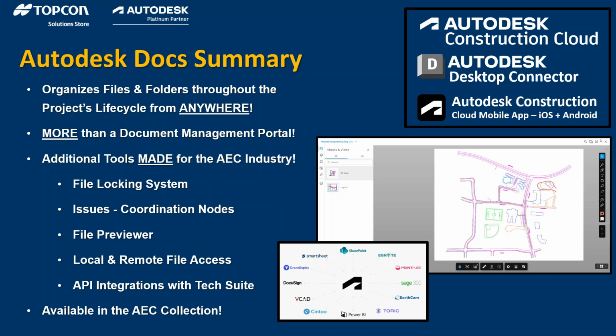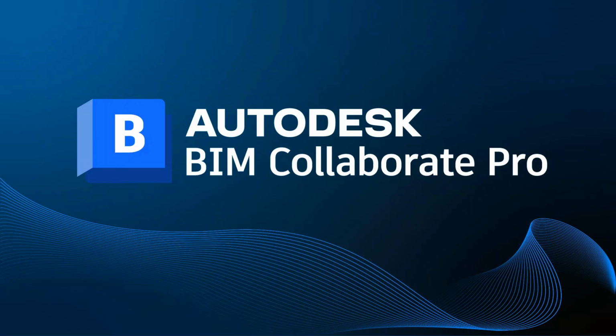You have file locking systems, issues coordination nodes. You have a huge previewer inside of the ACC giving you the ability to access your files and data. And then whether you're local or remote, you have access from anywhere. Open API integrations. And again, all of this is available if you have an AEC collection here today. Now, that's not even what we came here to talk about. That's just some of the benefits of the ACC in your base module.